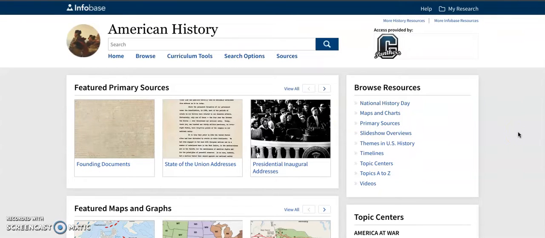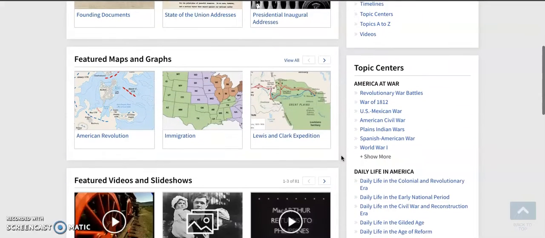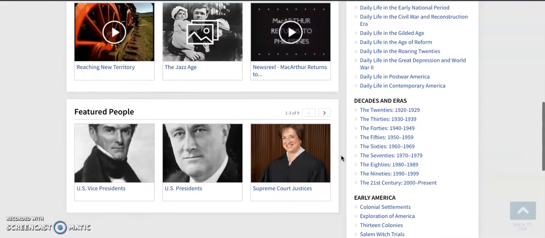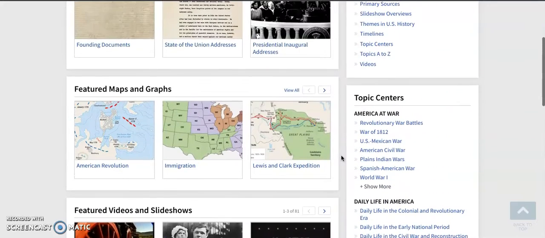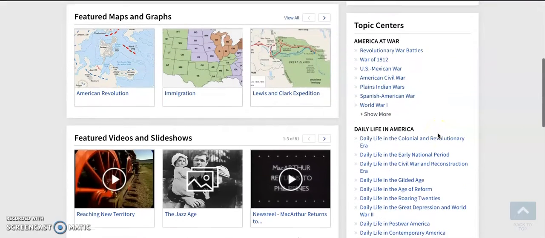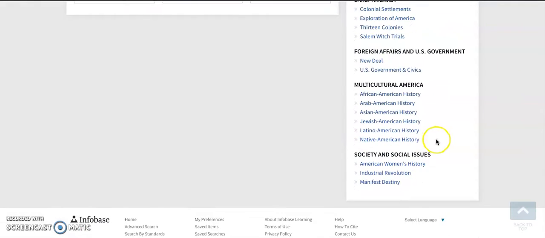Take a few minutes to look over the main page. You're going to see right away there are featured primary sources, which are sources directly from the time period, documents, speeches, etc. As we scroll down, we see some maps and graphs. There's different videos and slideshows, multimedia. They highlight people, and off to the side you'll see you can browse resources by timeline or primary sources. You can browse by topic, such as America at War, daily life, even eras, and you'll see a few more below.